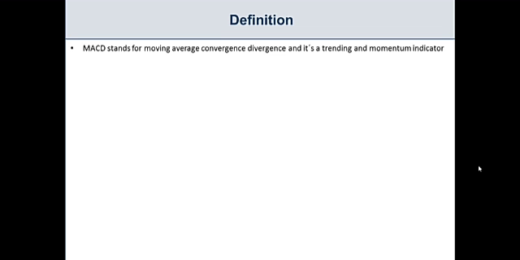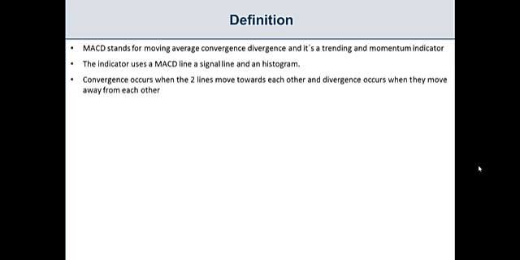Let's start by first defining the MACD. MACD stands for Moving Average Convergence Divergence, and it's a trending and momentum indicator. The indicator uses a MACD line, a signal line, and a histogram, and the signal line is actually a moving average of the MACD line itself.